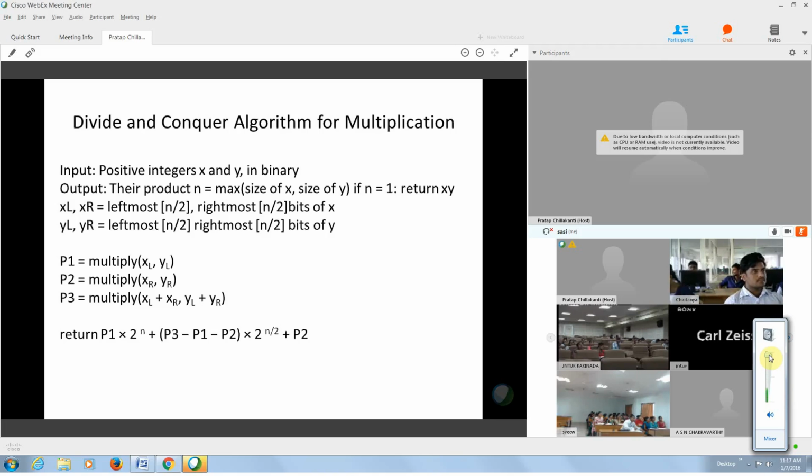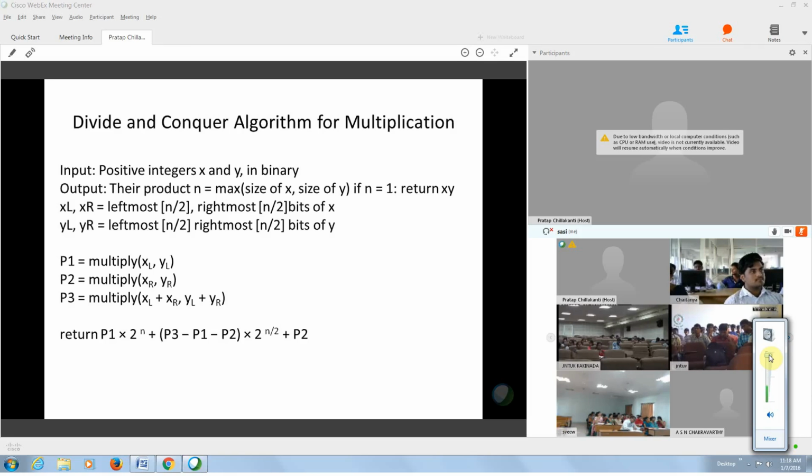But if you have anything more than 1, remember n is the length of the input string. So you make xl and xr, like how I listed there, yl and yr, and then you have to perform the multiplication. And when you do that multiplication, by the way, you have to follow this carefully. It has some bearing on the rest of the slides too.